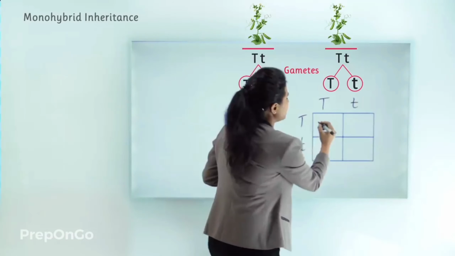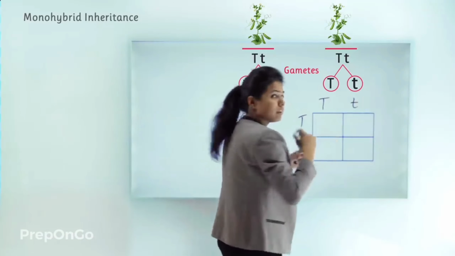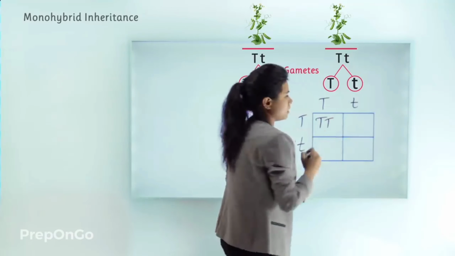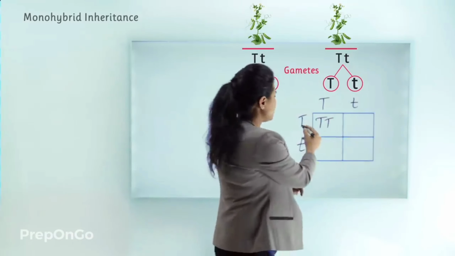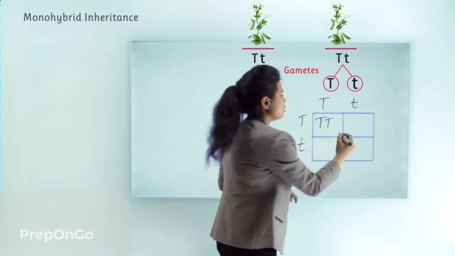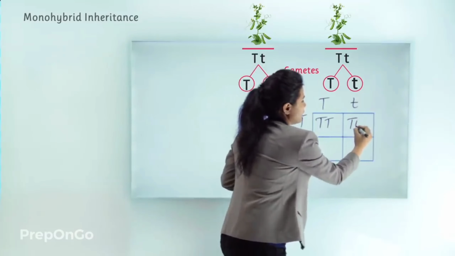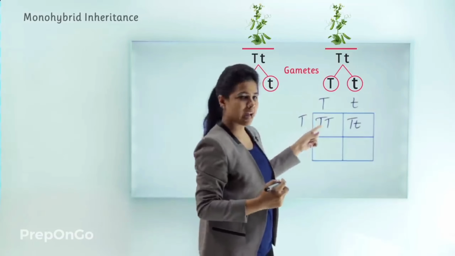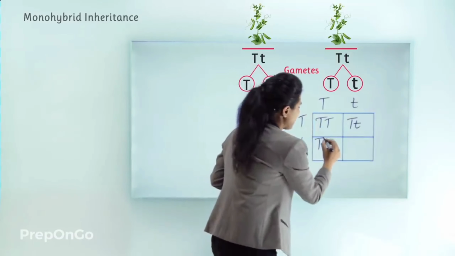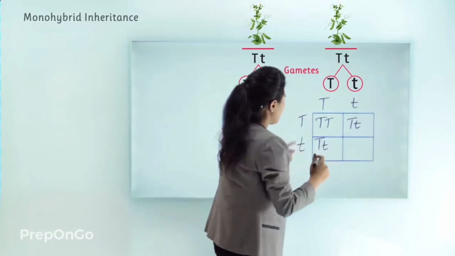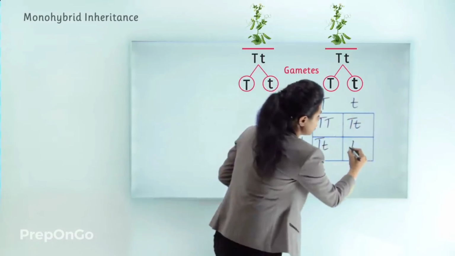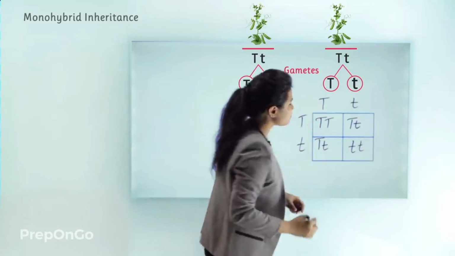So we are fusing it. Capital T and capital T will fuse to form capital T and capital T. Again, capital T will fuse with small t to form capital T, small t. Now this small t will fuse with this capital T to form capital T and small t, and this small t will fuse with this small t to form small t and small t.